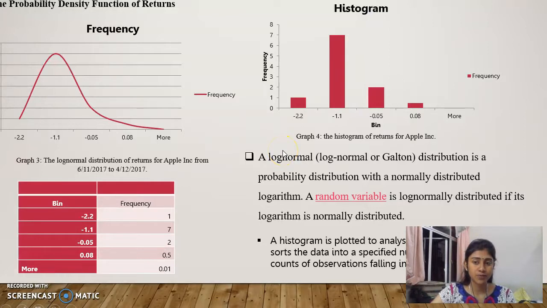Log normal distribution is a probability distribution with a normally distributed logarithm. So a random variable is log normal distributed if its logarithm is normally distributed. From the graph we can see the graph is positively skewed, and it is the log normal distribution.